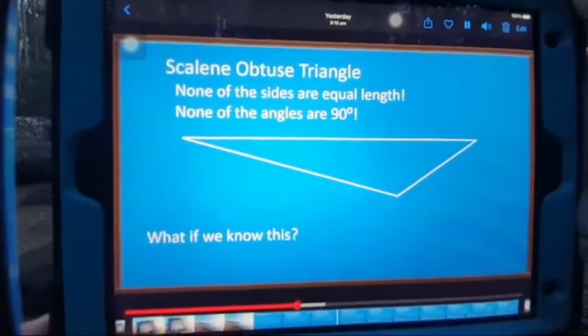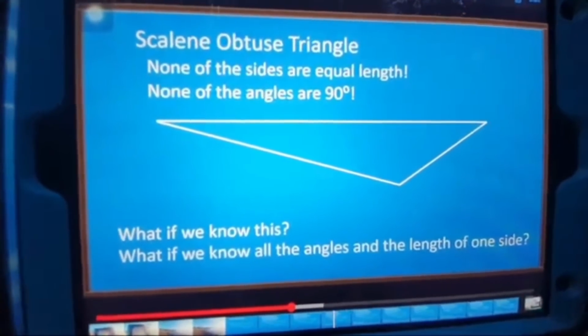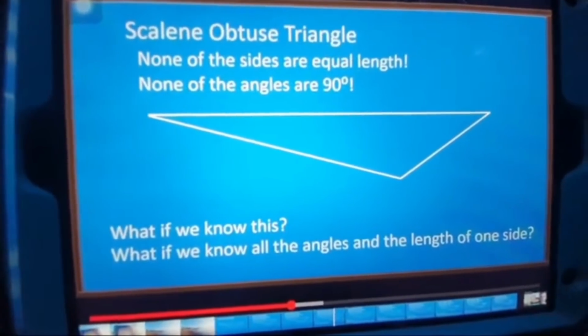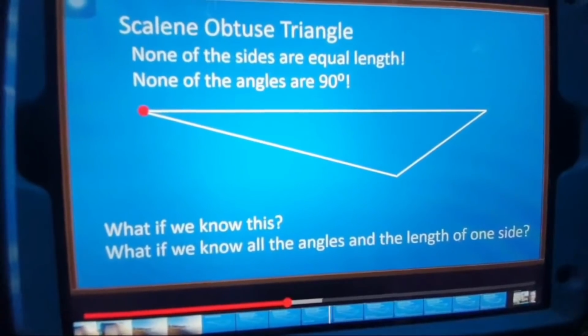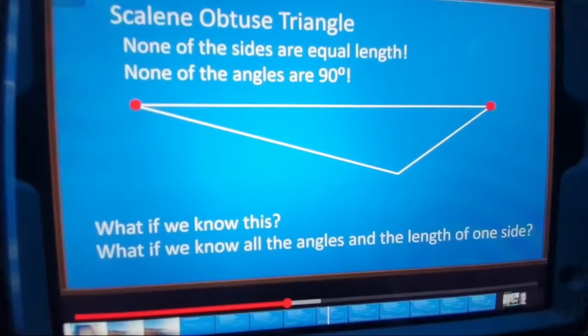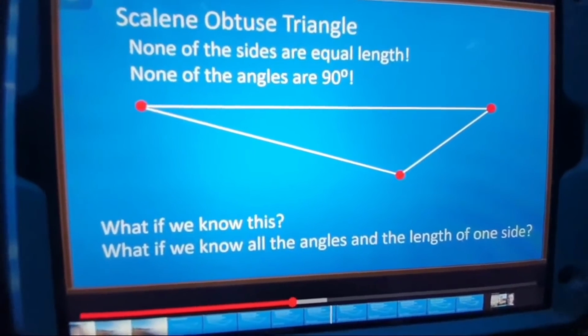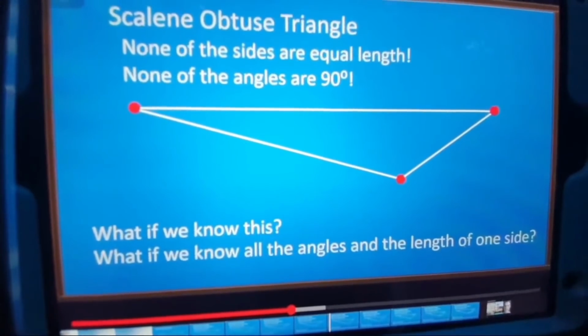What if we know this? What if we know all the angles and the length of one of the sides? Well, let's identify some points. First of all, that's the location of the satellite. That is the center of the Earth, and that is a position on the surface of the Earth, in this case, Perth, Australia.